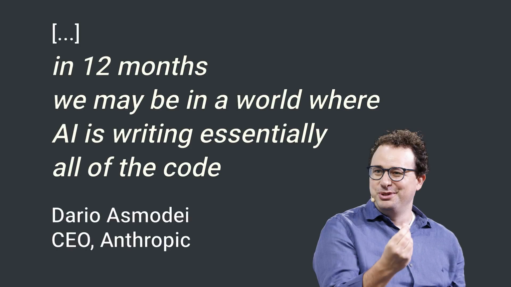It's become a consensus opinion that AI will expand into more areas, and that software engineering in particular will no longer be the domain of human engineers. Here's how the CEO of Anthropic framed it in March of 2025. I think we will be there in 3 to 6 months, where AI is writing 90% of the code, and then in 12 months, we may be in a world where AI is writing essentially all of the code.